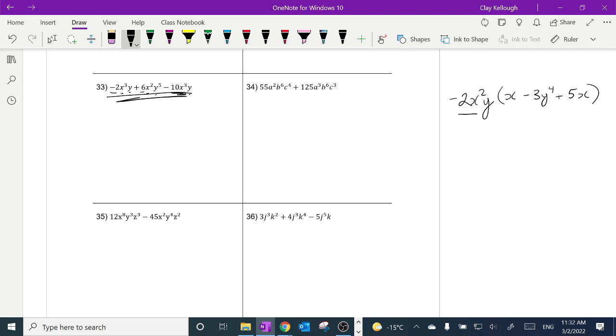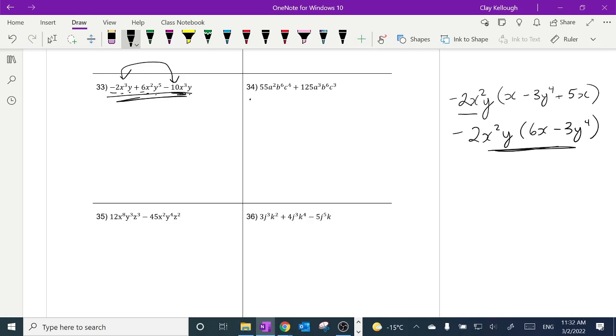Then I notice that I have a couple of like terms here, so I can combine them. I'd have x plus 5x is 6x, minus 3y to the 4. And there we go, there's my final answer for the first one. Notice I could have collected these like terms before I did my factoring, but I didn't notice right away that they were like terms.